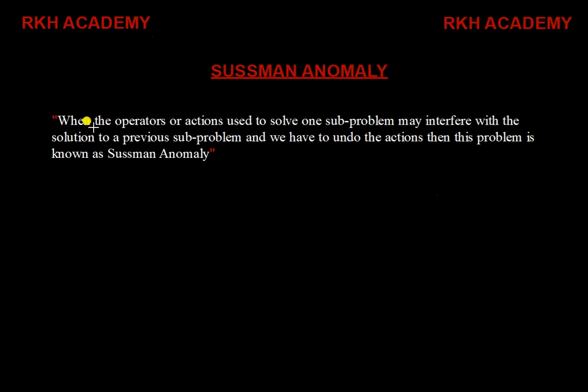It says that when the operators or actions used to solve one subproblem may interfere with the solution to a previous subproblem and we have to undo the actions, then this problem is known as the Sussman anomaly. In simple terms, if we need to undo one solved subproblem to solve the other one, then this is known as the Sussman anomaly.